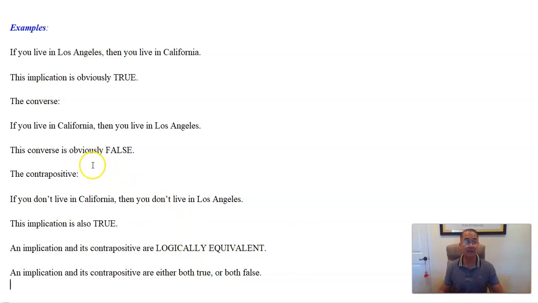I said that there are three ways to manipulate an implication. The third way is to create what's called the negation of the statement.